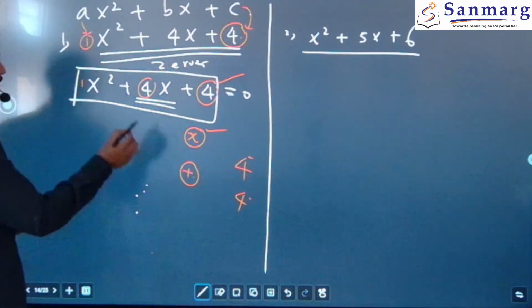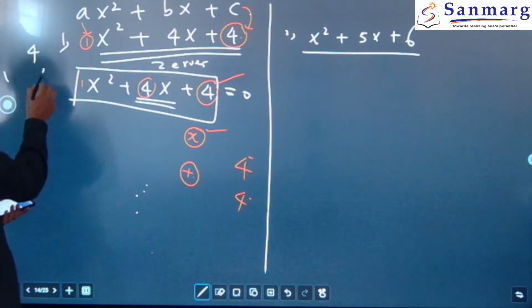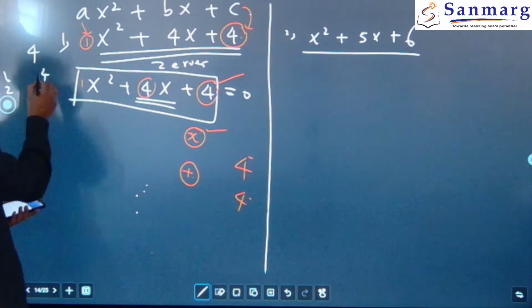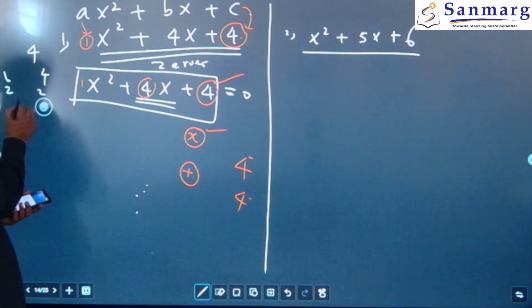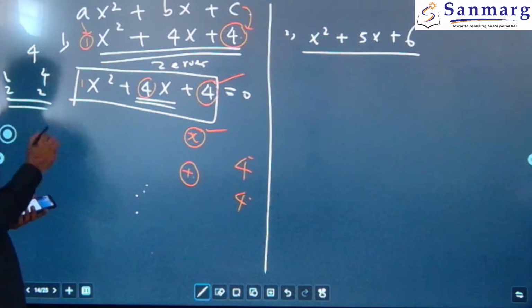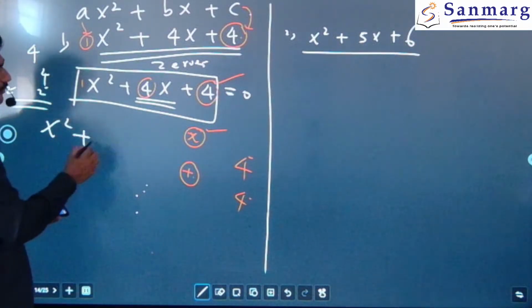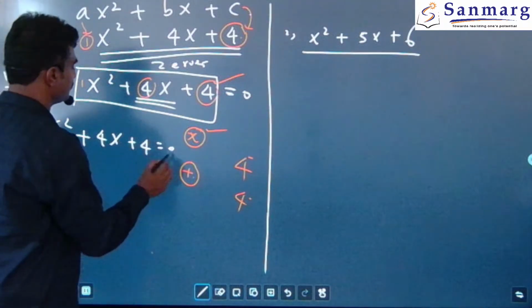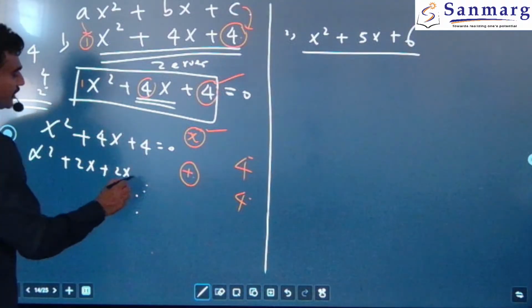So we know that 4 has many factors. It has 1, 4, and it has 2, 2. 1 4s are 4, 2 2s are 4. So which among these factors satisfy this condition? I think 2, 2. So therefore we can split x square plus 4x plus 4 as x square plus 2x plus 2x plus 4.